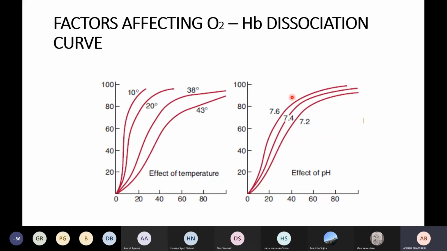Okay, so in the lungs, at the pulmonary capillary level, more and more oxygen is binding to hemoglobin. At the cellular and tissue level, more and more oxygen is being released from hemoglobin. This is known as the Bohr effect. I'm going to talk about that as well.